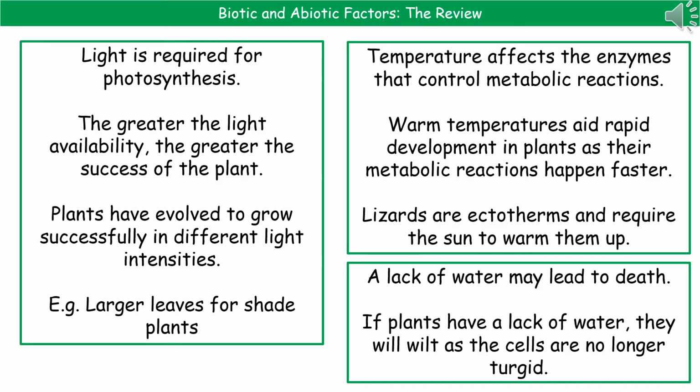If we consider how these factors will influence the growth of our organisms, then light, first of all, is required for photosynthesis. So the greater the light availability, the greater the success of the plant will be. However, plants have evolved to grow successfully in different light intensities. Things like rhubarb plants, which are designed to grow in the shade, have much larger leaves to trap more sunlight.